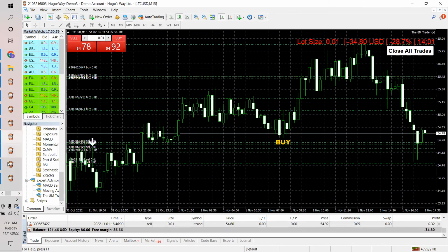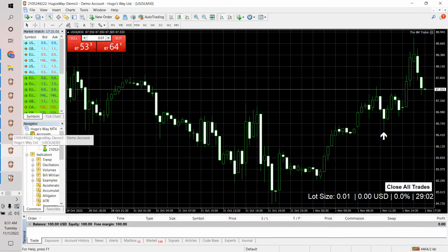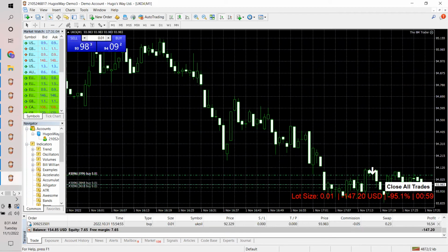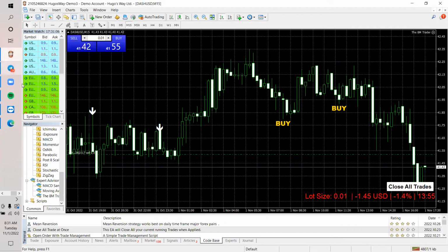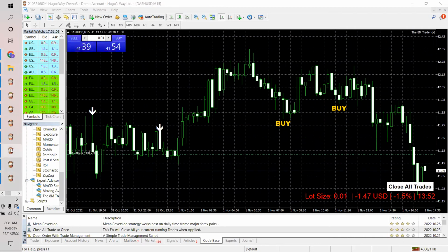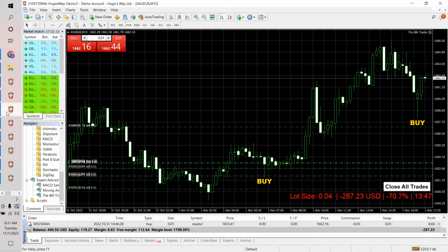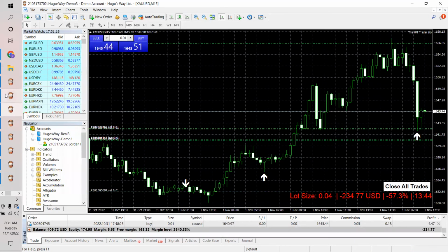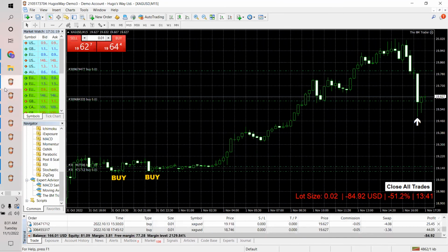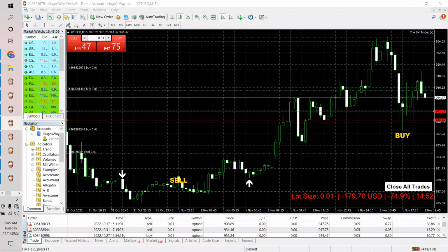Nothing on Cardano, nothing on LTC, nothing on US oil, nothing on UK oil, and nothing on Dash USD as of yet. So I'm going to go ahead and continue to monitor these trades. Again, we've got three buy trades on platinum, two on gold versus euro, two on gold versus USD, and two on silver, all buy trades. So with that being said, I'm going to continue to monitor these trades, and any update I can give you guys, I will let you know.